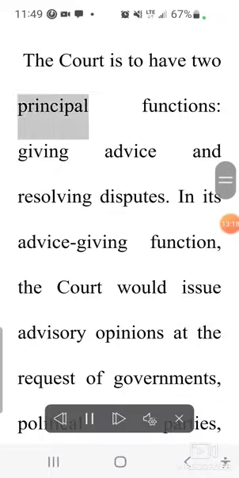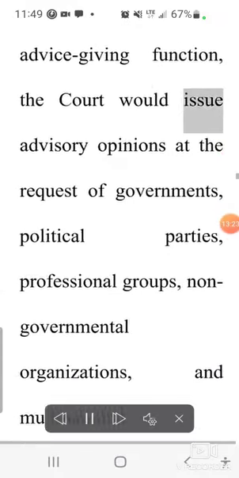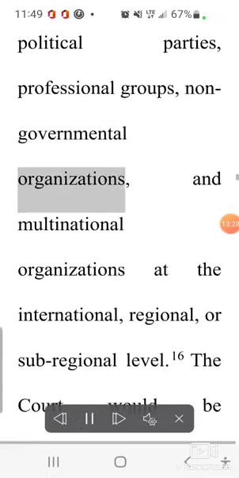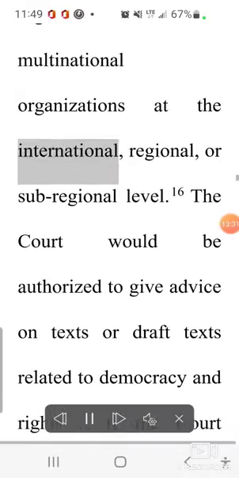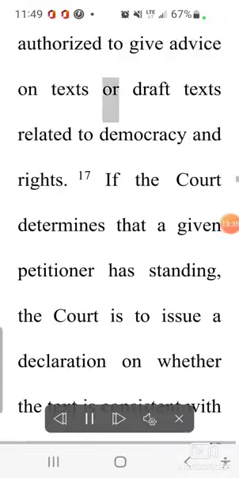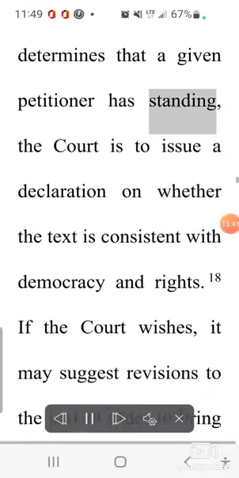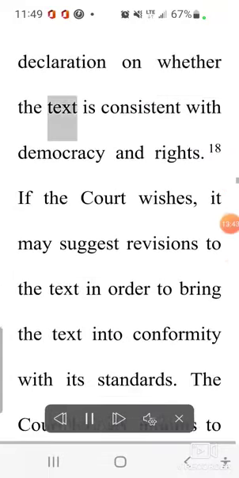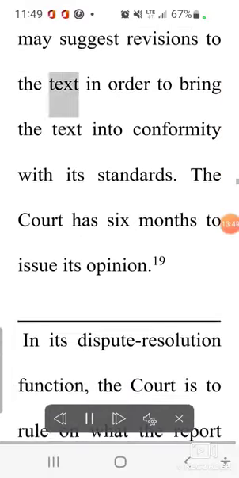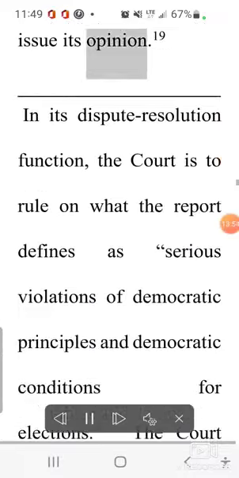The court is to have two principal functions, giving advice and resolving disputes. In its advice-giving function, the court would issue advisory opinions at the request of governments, political parties, professional groups, non-governmental organizations, and multinational organizations at the international, regional, or sub-regional level. The court would be authorized to give advice on texts or draft texts related to democracy and rights. If the court determines that a given petitioner has standing, the court is to issue a declaration on whether the text is consistent with democracy and rights. If the court wishes, it may suggest revisions to the text in order to bring the text into conformity with its standards. The court has 6 months to issue its opinion.